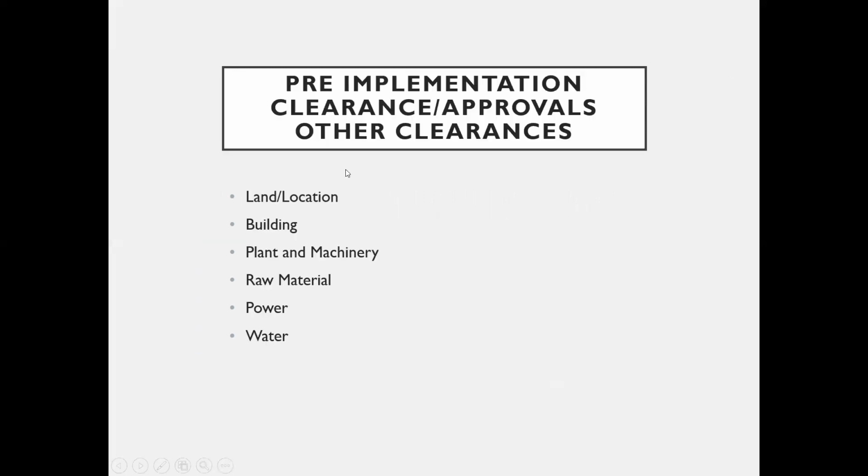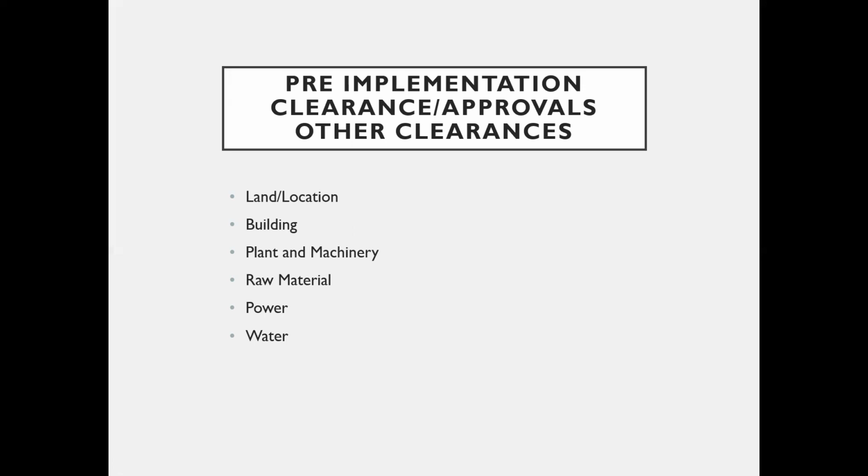Pre-implementation clearance approvals. Other clearances we need may include land, location, building, plant and machinery, raw material, power, water. For land and location: environmental clearance from Government of India, no objection certificate from Pollution Board of the respective state. In India, it should be collected from the state, like the Karnataka state government. Change of land use from district collector. If you're staying in Bangalore, the district collector of Bangalore has to issue that. In municipal administration and urban development through director, town and country planning, urban development authority, exemption from land ceiling, all those relating to land or location.